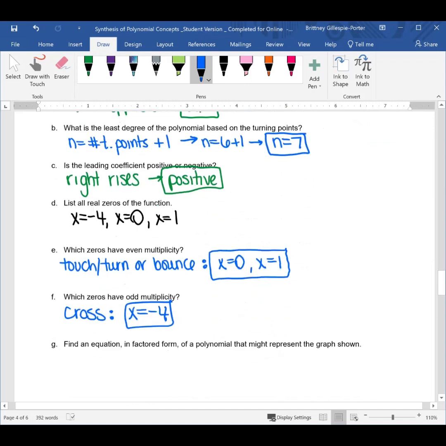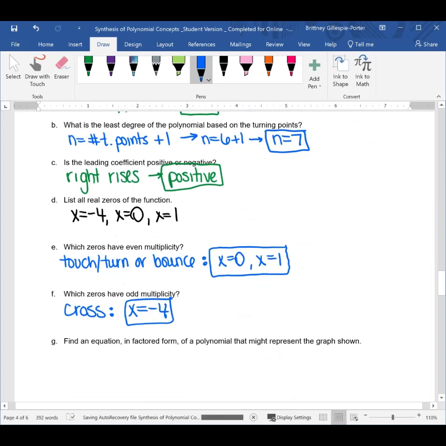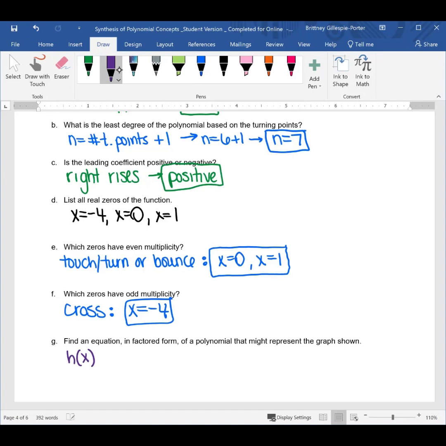And we are ready to find our equation. I'm going to name our equation h of x, just because I can. We've already used p of x a couple of different times. We said we had a positive leading coefficient. I'm going to put in a 1 for a placeholder. We'll make it look nicer in a second. Our zeros with even multiplicity, we said were x equal to 0, which gets us a factor of x, and x equal to 1 gets us a factor of x minus 1.